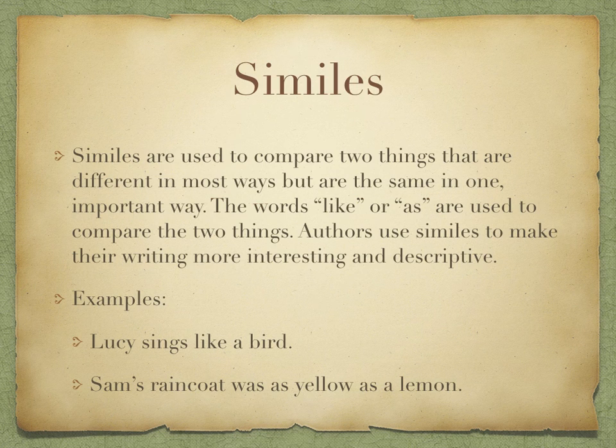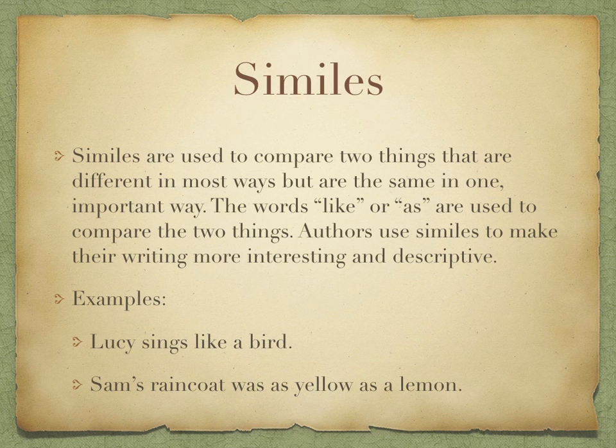The first element of figurative language we are going to talk about are similes. Similes are used to compare two things that are different in most ways, but are the same in one important way. Similes use the words like or as to compare the two things. And authors use similes to make their writing more interesting and descriptive.